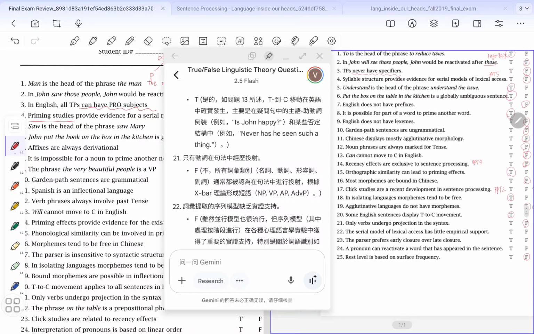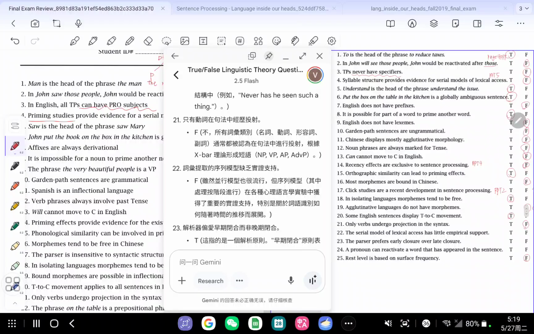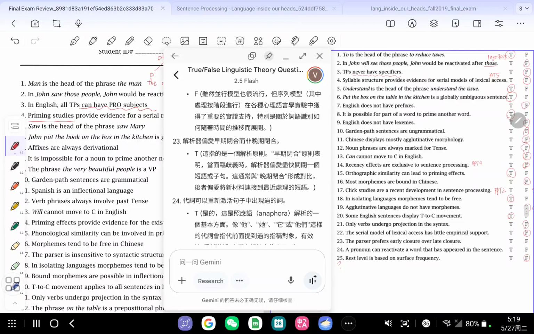Almost there. 22. The serial model of lexical access has little empirical support. True or false? False. It has a lot of empirical support. Remember this: most of the studies, like the Money River kind of thing, have been done for many years, with many different words and languages. It always works, basically. Remember, you get priming regardless of context. That's the point of that.